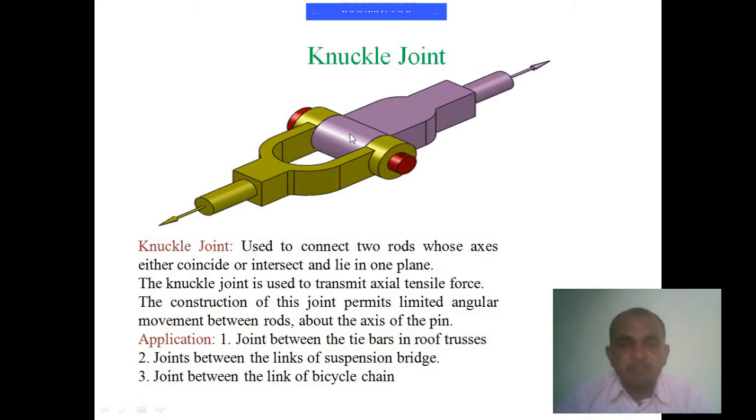This is very important. In cotter joints, there is a restriction on angular movement, but the knuckle joint permits limited angular movement about the pin. This type of joint is popular in machines and various structures. Typical applications of knuckle joints include the joint between the tie bars in roof trusses, the joints between the links of a suspension bridge, and the joints between the links of bicycles.